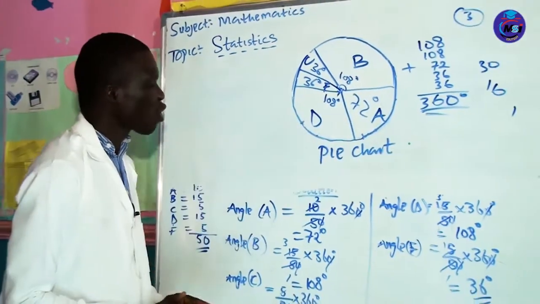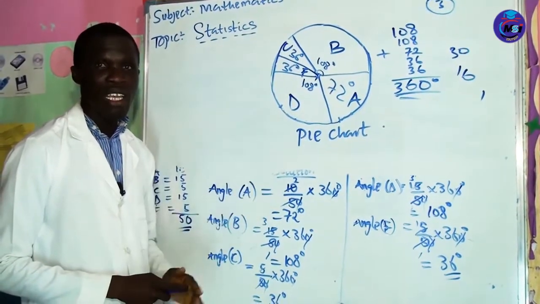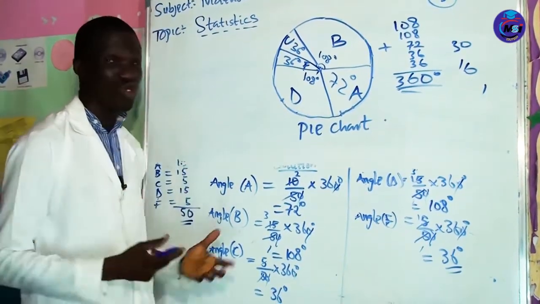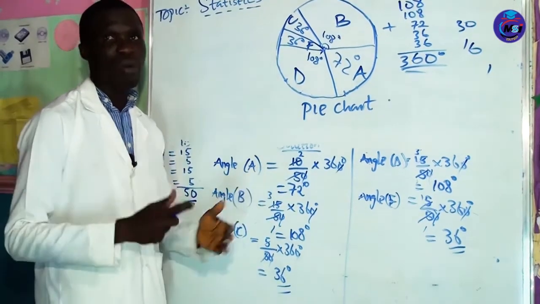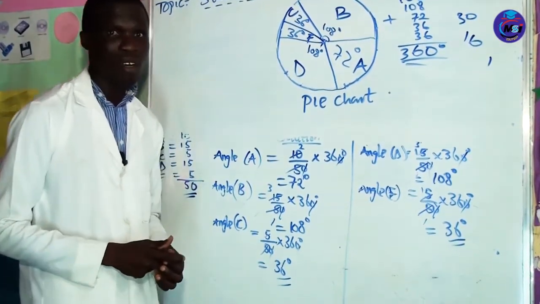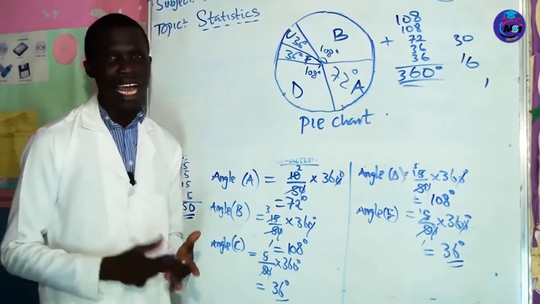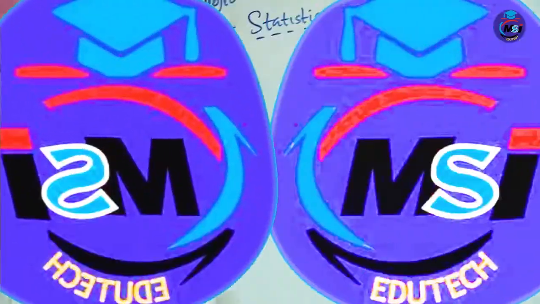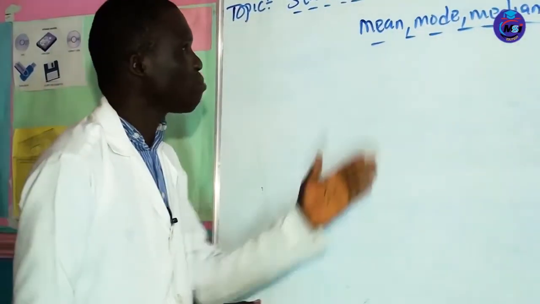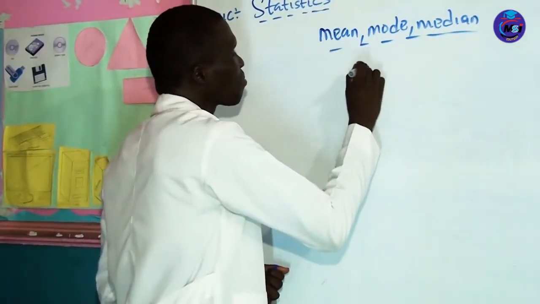Okay, so this is what we call a pie chart, and you can apply this same method in constructing or illustrating your information on a pie chart. Now let's go to the last part of this class, which is finding mean, mode, and median. It's going to be interesting. Now we want to look at mean, mode, and median. Let's start with mean.